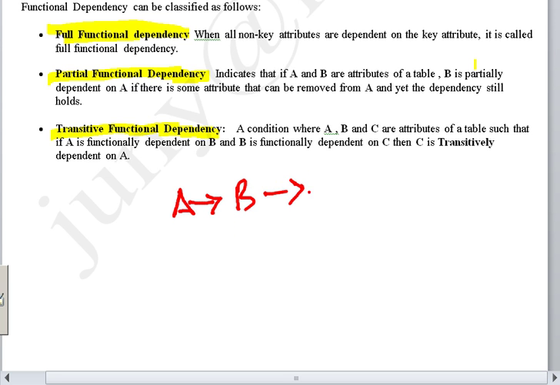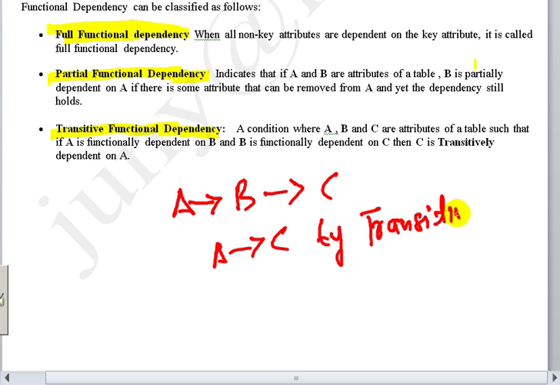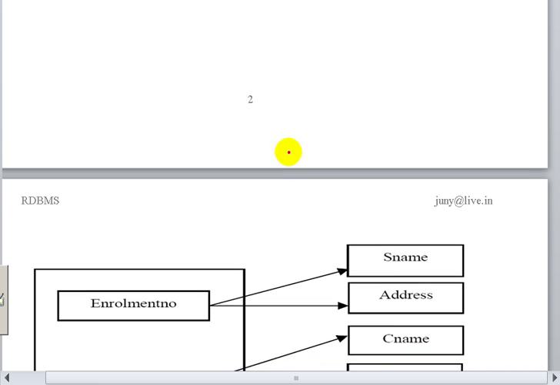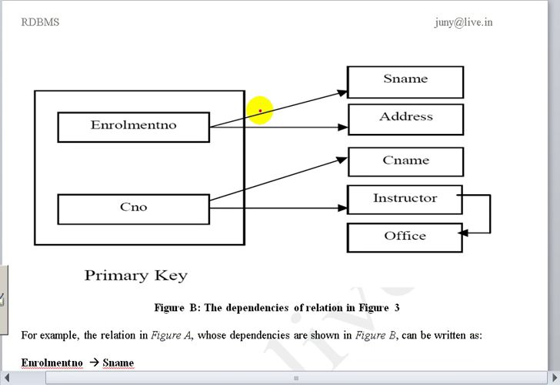Okay, B to C, then we say like this: by transitivity, or transitive dependence. You getting me? Does it make sense? Here we go, the diagram which I was talking about.